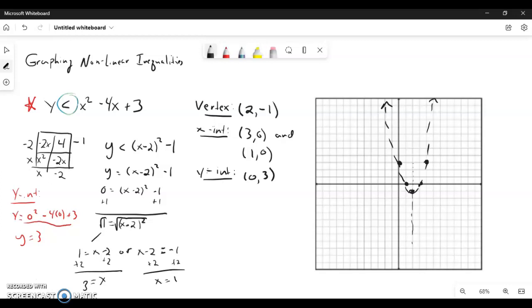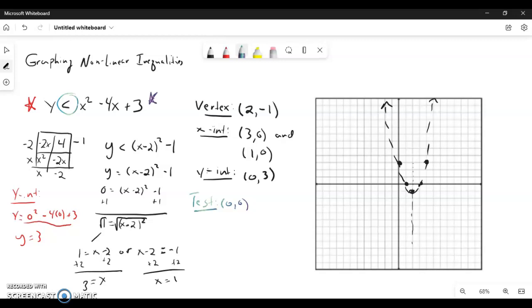Now it's just like when we had our linear stuff. We're going to use our original inequality, okay? We're going to pick a coordinate, and we want to pick one off of the parabola. And remember, if we can, we like to use 0, 0. So we're going to run our test now. I'm running my test down in blue here. We're going to test this in the original. And remember, we're testing 0, 0 here because it's not on the parabola. It's off of there, and it's going to help us figure out which side to shade.